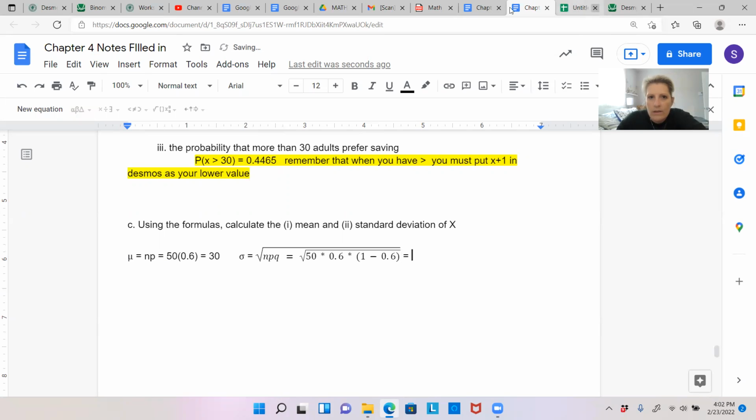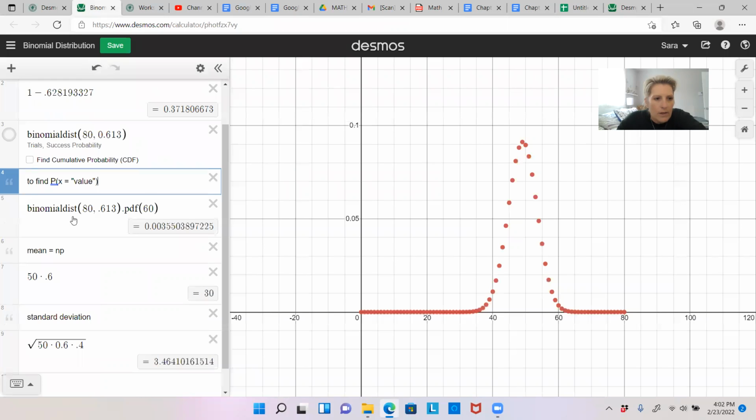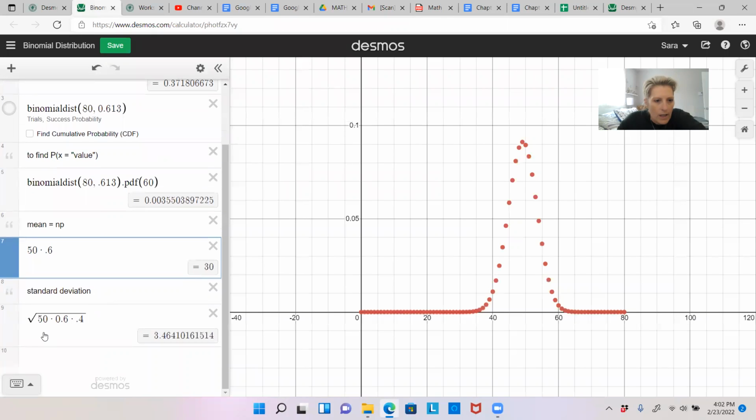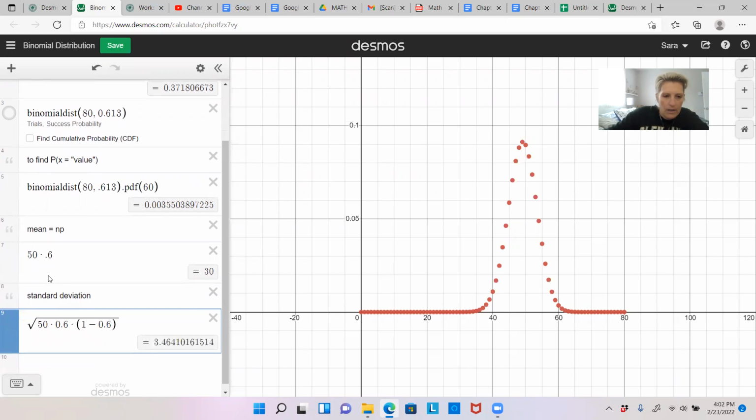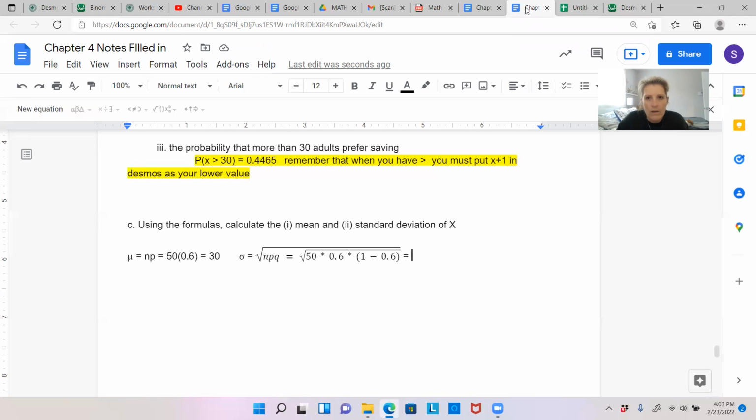And so we're going to go to Desmos, and we can see in Desmos, I've already put the formulas for you here. So 50 times 0.6 is 30. And then the standard deviation is 50 times 0.6 times 0.4, but we could always do parentheses 1 minus 0.6 if we wanted. And so the standard deviation is 3.464, so 3.4641.